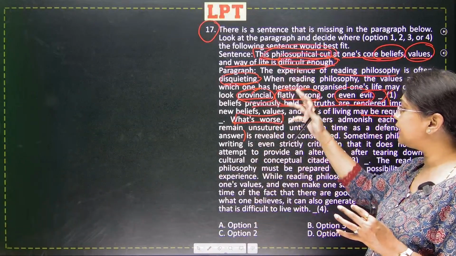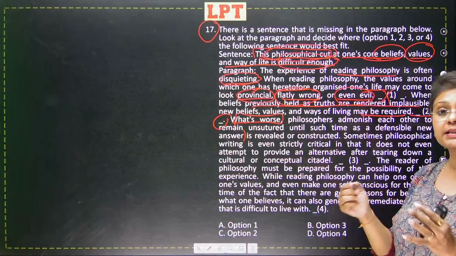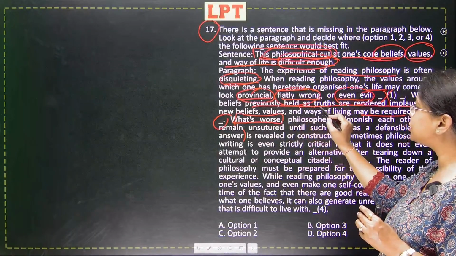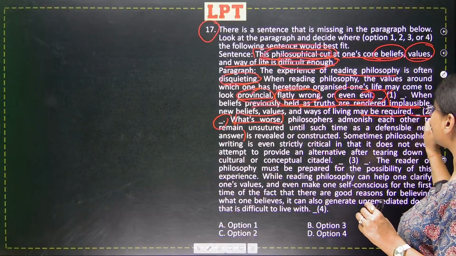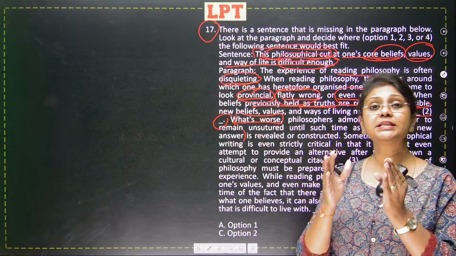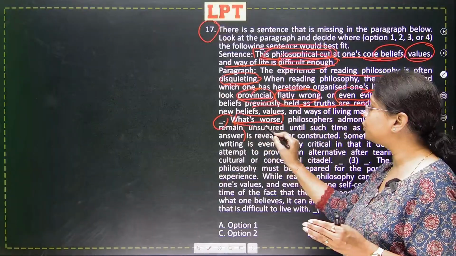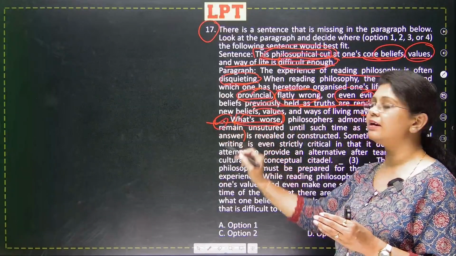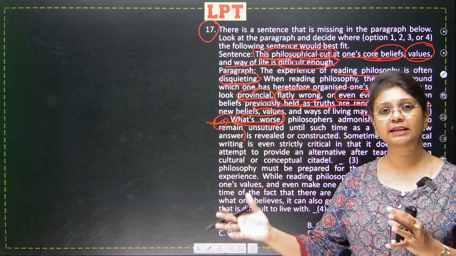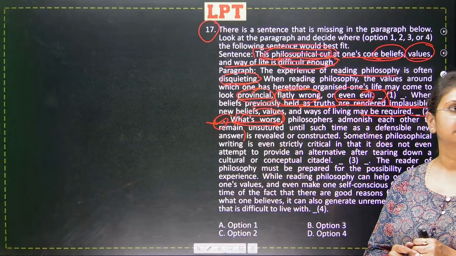So if you look at this sentence and you look at this particular blank, it says this philosophical cut. And what is the philosophical cut here? It says when beliefs previously held as truth are rendered implausible, new beliefs, values and ways of living may be required. So this is the philosophical cut that we are referring to, and the next sentence talks about what's worse. So it is the second option where it will fit in. So if you find the immediate reference and you find out the next line as well, you can quickly narrow down your options and you can solve that question, right?